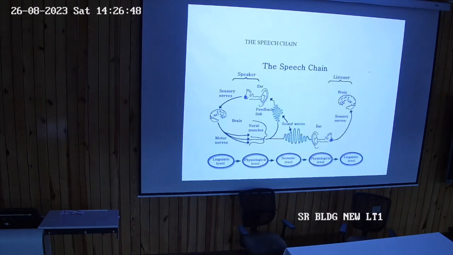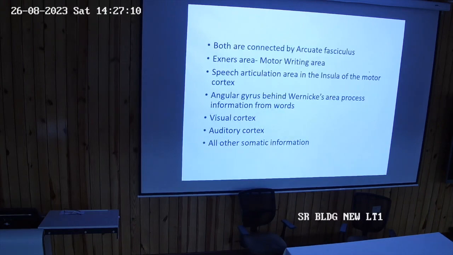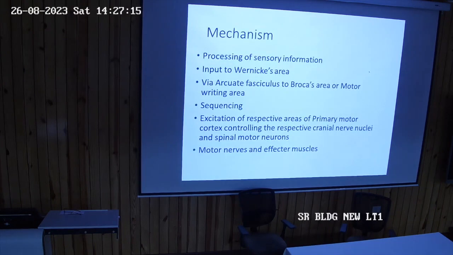This is the speech chain. The listener, the speaker. When some speaker is speaking something, this is the auditory pathway which has to be intact. It will go through the sensory nerves. Sound waves travel through the ear and sensory nerves to the brain of the listener, and this is the chain which can be seen. Auditory ये सब हो गया अपना.